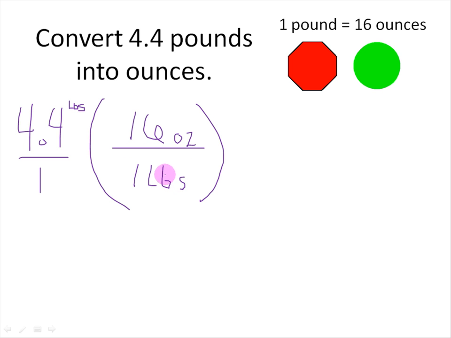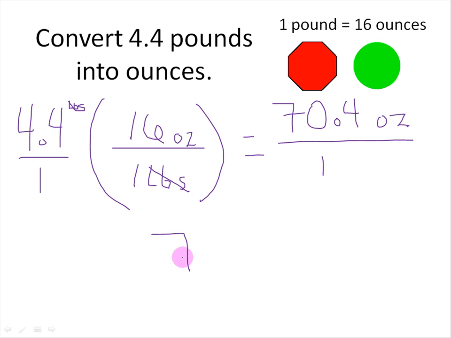So now I can cancel my pounds with pounds, and I have the pure number 4.4, and I have the pure number 1. This was the pure number 1, and I have 16 ounces. And do the multiplication here. 4.4 times 16 is 70.4, and I'm dealing in ounces, so these are ounces. And 1 times 1 is 1, so the correct answer is 70.4 ounces.